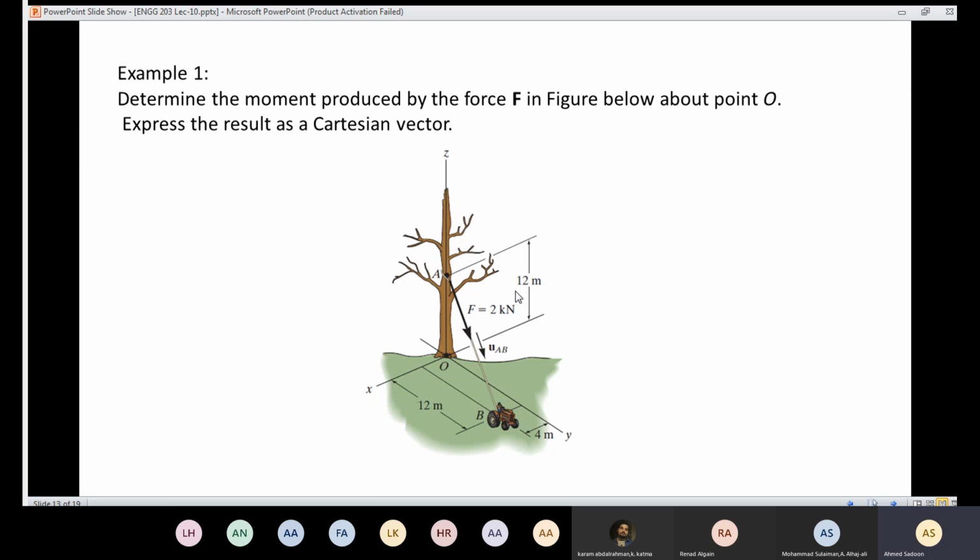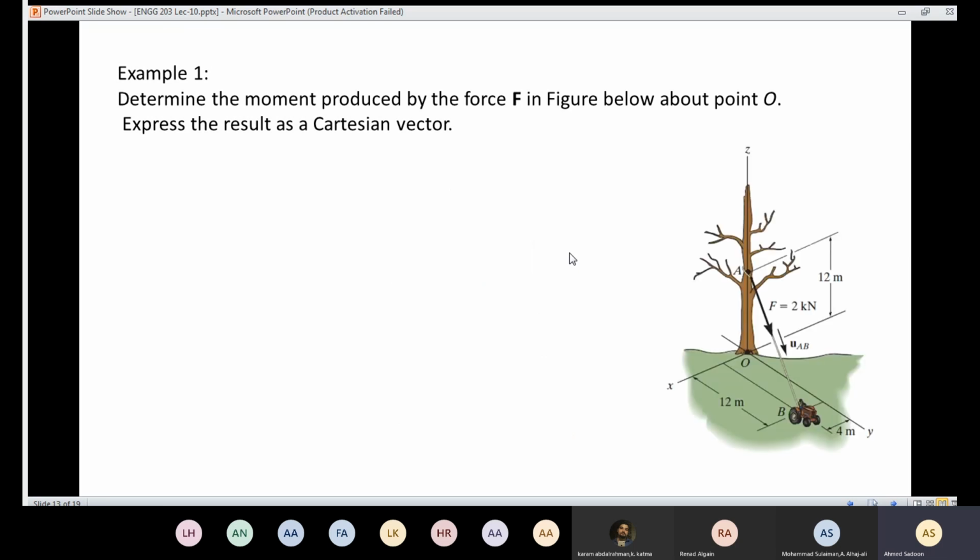So here we have a force. We know the magnitude of the force. We know the point A. We know the point B. And here is the point of rotation. We have the x-axis, y-axis, and z-axis. So since the problem is 3D, it's convenient to use the vector cross product. So we are going to say that the moment equals R vector cross F vector. We need to know R from the figure, and we need to know F from the figure also.